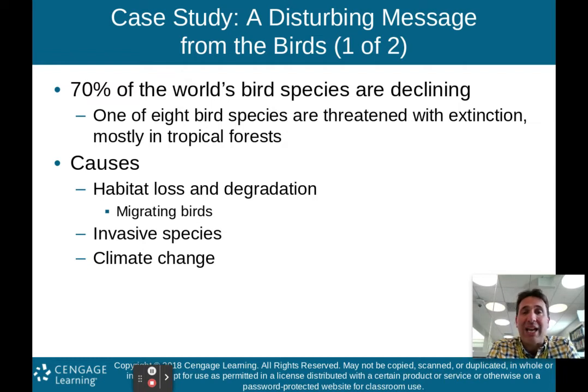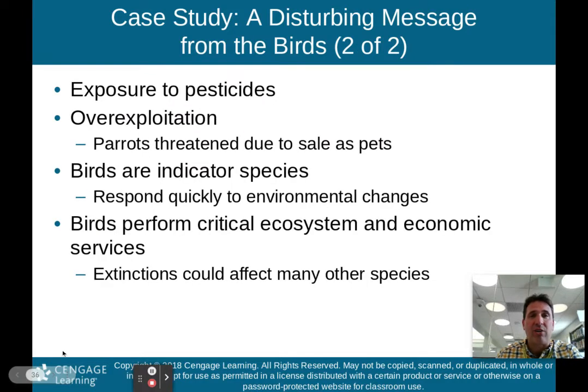Habitat loss and degradation, right? Migrating birds migrate to another habitat, and that habitat isn't there anymore. That messes up your migration, messes up your breeding, and that unfortunately leads to lower birth rates and could be a cause for extinction. Invasive species obviously affect birds, and climate change as well, which of course affects their migratory and breeding patterns.